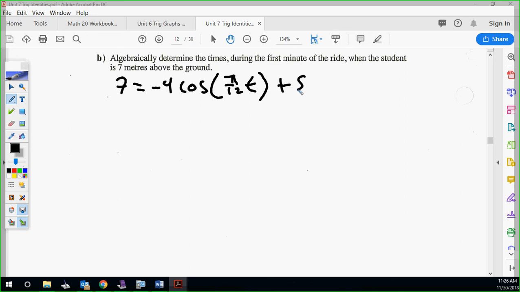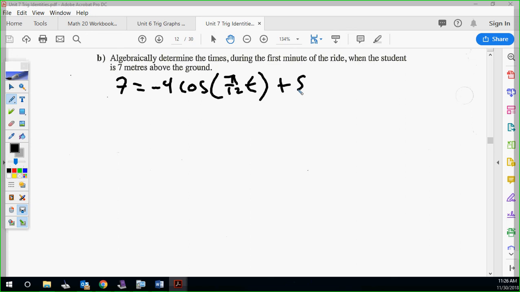So it says in the first minute, but we know a Ferris wheel rotation is 24 seconds, so what's going to happen is we're going to have multiple answers, right? Because it goes all the way around twice in a minute. Does that make sense? So there's going to be a couple times we're at 7. So actually it's going to be 4, right? Because it's a Ferris wheel, it's going to be 7, 7, 24 seconds, 7, 7, 48 seconds. We might even hit another one. Okay? All right, so let's see what we get here.